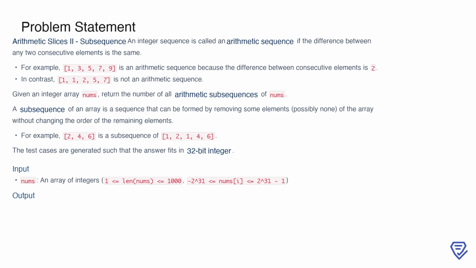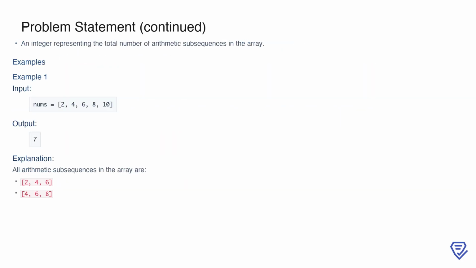The answer must fit within a 32-bit integer, and the input array has constraints ensuring it has between 1 and 1000 elements, with each element lying between -2^31 and 2^31 - 1. The output for the problem is a single integer, which represents the total number of arithmetic subsequences in the given array. Let's look at an example.